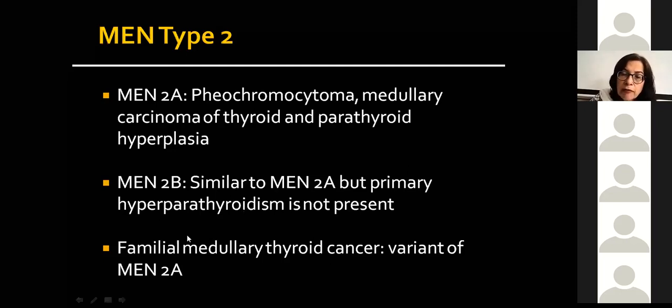And the third one, familial medullary thyroid cancer. It is a type of 2A, but there is just medullary carcinoma of the thyroid. These other things are not there, just medullary carcinoma of the thyroid is there. So this is the third one.